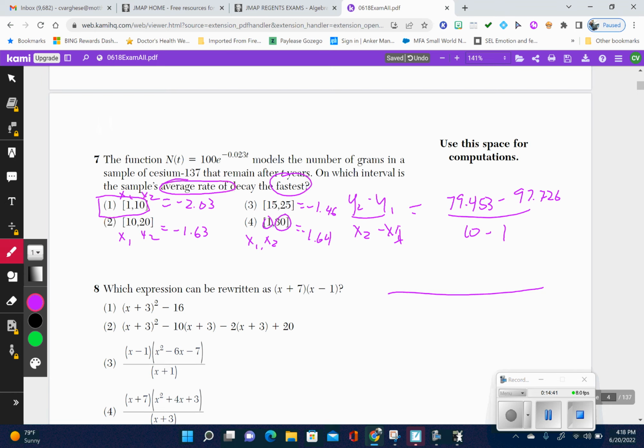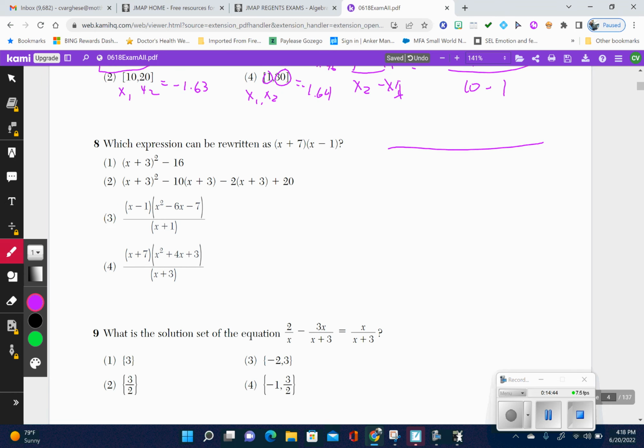All right. Next one. Which expression can be rewritten as this? You could, again, plug this into the calculator, store this, hit enter, and see which one matches it. If we're going to do this by hand, for the first one, we have x plus 3. When you square it, again, you're multiplying it by itself, and you're going to subtract 16. So when I do that, I'm going to get x squared plus 3x plus another 3x plus 9 minus 16.